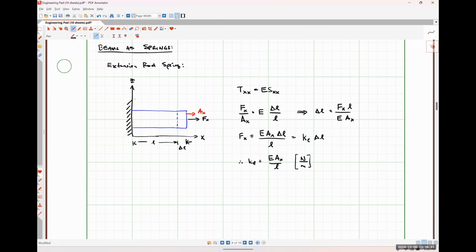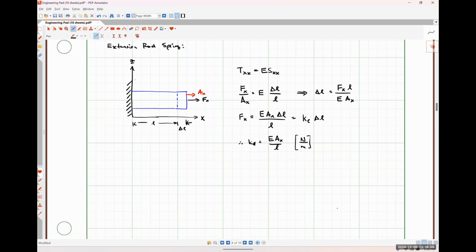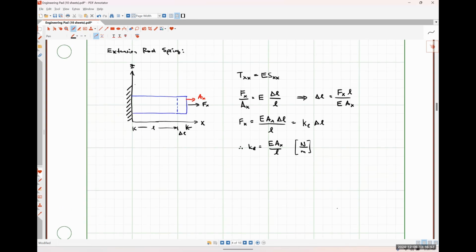This is the simplest MEMS spring. And we're going to find that this one, typically speaking, gives us actually the largest spring constant. So it's much harder to extend a piece of silicon than it is to bend it in various directions. Okay. So any questions on the extension rod spring? Hopefully real easy. All right. Less easy is cantilever beam springs.